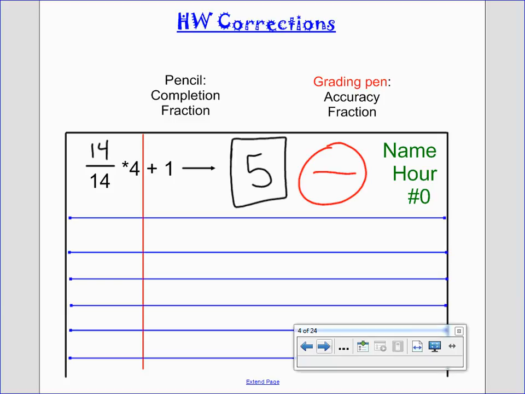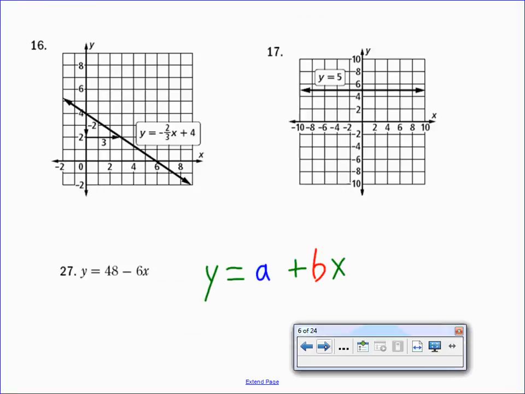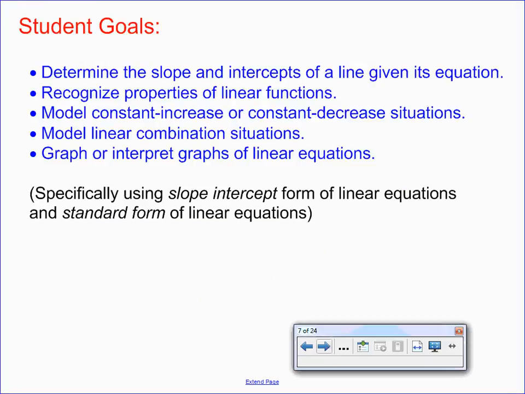I appreciate it. And so, a little bit later, you're going to have an opportunity to work in partners today as we practice with our two forms of linear equations that we'll be looking at today. So, by the end of today's class period, you'll be able to determine the slope and intercepts of a line given an equation. So we're going to look at slope-intercept form and at standard form today. We'll recognize properties of linear functions. We'll model constant increase or constant decrease situations. We'll model linear combination situations. You already saw one with the student ticket sales and the adult ticket sales together, combined to reach some predetermined whole. That's a linear combination situation. And then we'll graph and interpret graphs of linear equations.